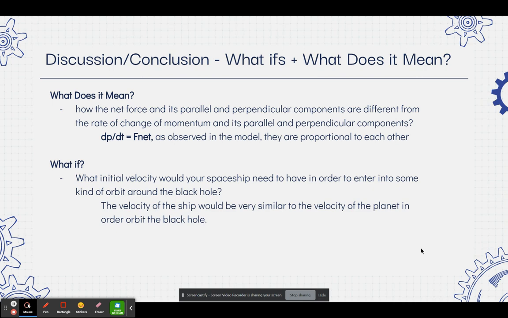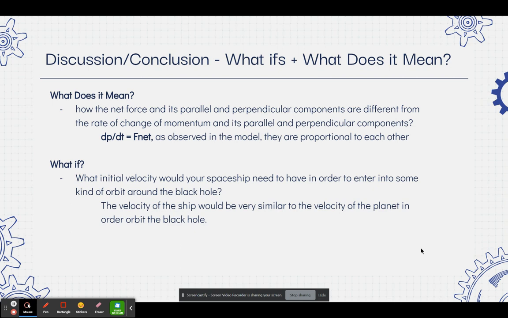Now, some discussion and conclusion: what is and what does it mean? How are the net force and its parallel and perpendicular components different from the rate of change of momentum and its parallel and perpendicular components? As seen in the equation and observed in the model, they're the same. There's no difference. They're proportional to each other.